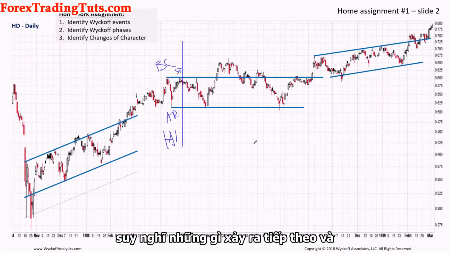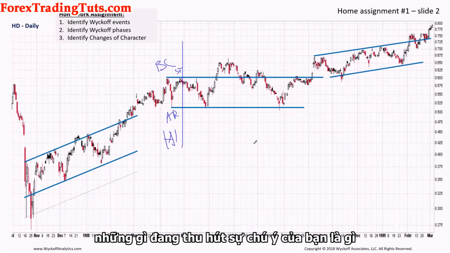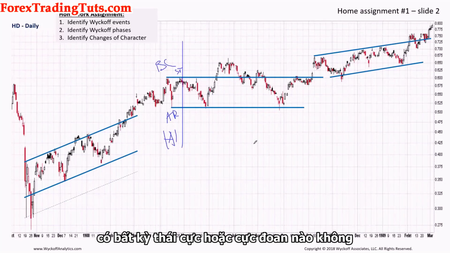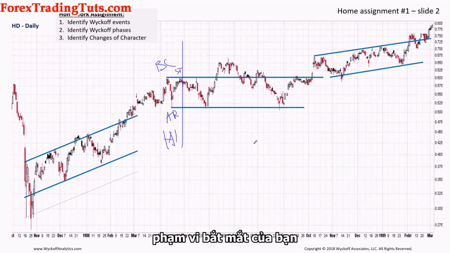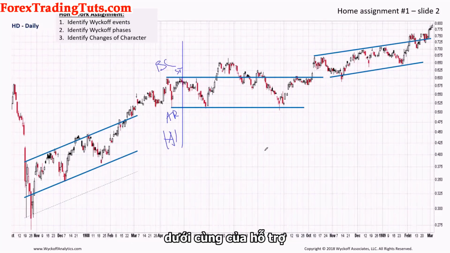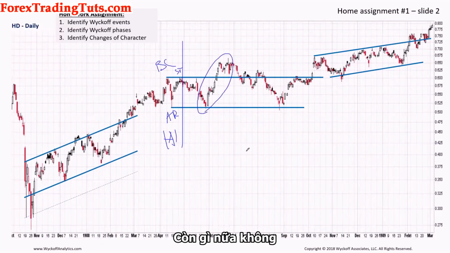But what catches your eye? Instead of thinking about what comes next and the problem associated with the labeling there, what is catching your eye? And by that I mean, are there any extremes or extreme behaviors that you see in this trading range that catch your eye? Yeah, the nice rally from the top to the bottom of the support. Okay, let's come back to this later on. What else?